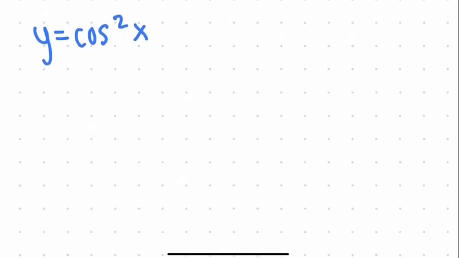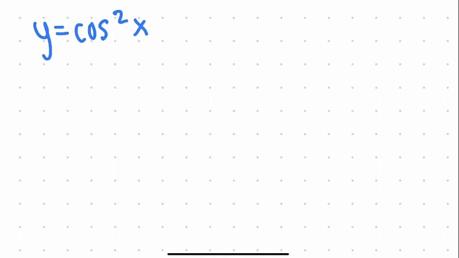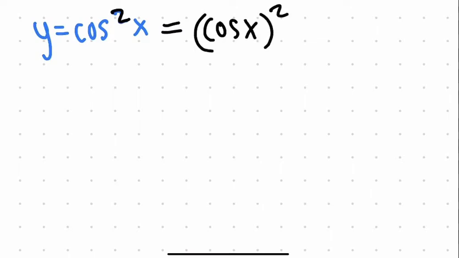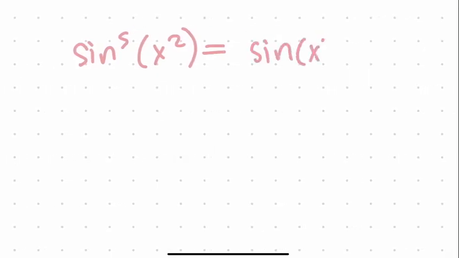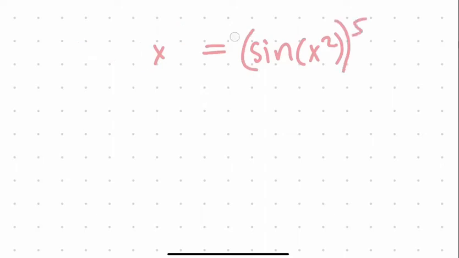Okay, let's go to this next problem. So in this problem, as you can see, it's cosine squared x, okay? So in these types of problems, you have to rewrite it as cosine x squared. So these are equivalent. This is the exact same thing. You should know how to do this, okay? So this is a rule. So I'll give you more problems. So if I wrote this, what would this be equivalent to? It would be equivalent to sine of x squared to the 5th power, okay? So just keep that in mind.